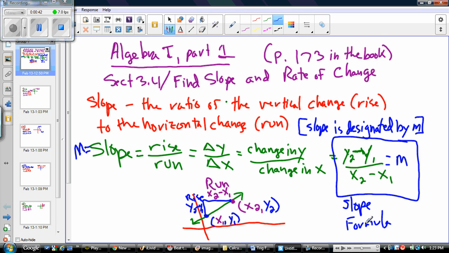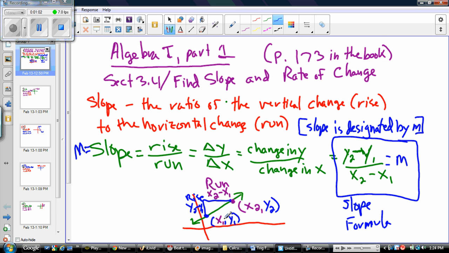So the slope formula, m equals y2 minus y1 over x2 minus x1. What does that mean? Well, we're given 2 points. One point is going to have an x coordinate and a y coordinate. We're going to call that x1, y1. The other point is going to have an x coordinate and a y coordinate. We're going to call that x2, y2. We're going to do some examples in a second.